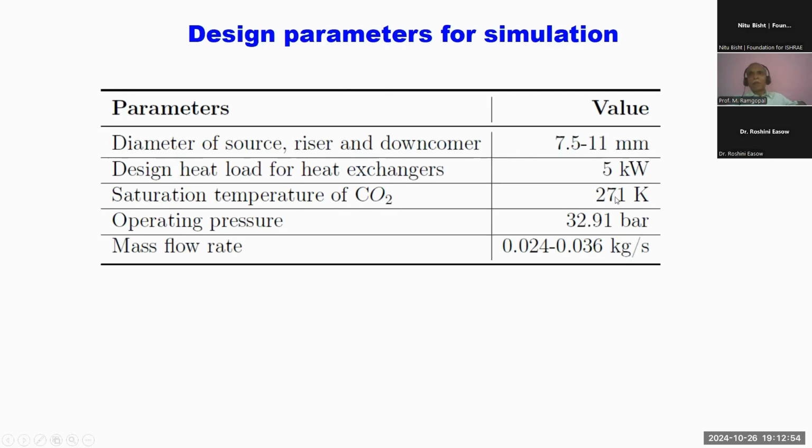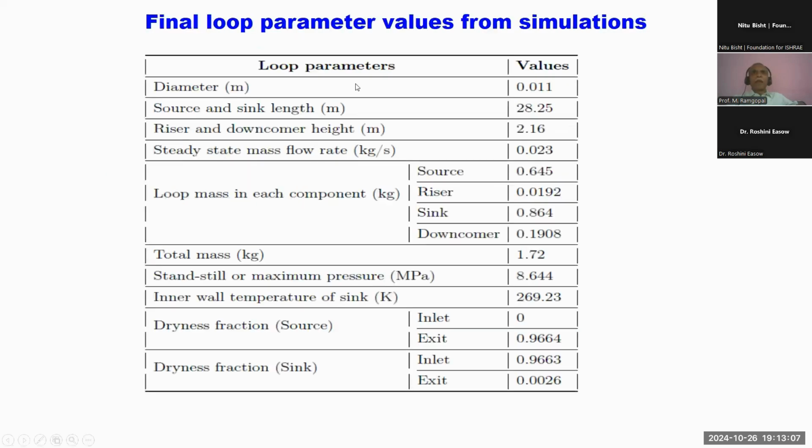And from our calculations, we find that the operating pressure is about 33 bar, and these are the typical carbon dioxide mass flow rates. So these are the design parameters, and based on them, we arrived at the final design values, the optimized values for the system design. You can see the total lengths here. Our loop height is around 2 meters, and the total length of the loop is about 28 meters.